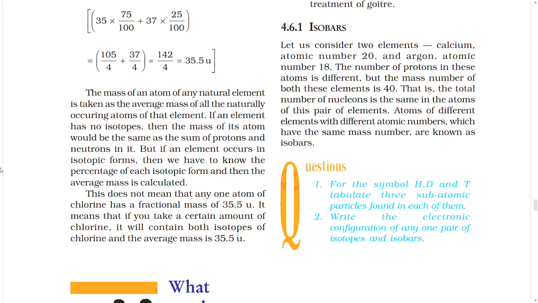This does not mean that any one atom of chlorine has a fractional mass of 35.5 u. It means that if you take a certain amount of chlorine, it will contain both isotopes of chlorine and the average mass is 35.5 u.